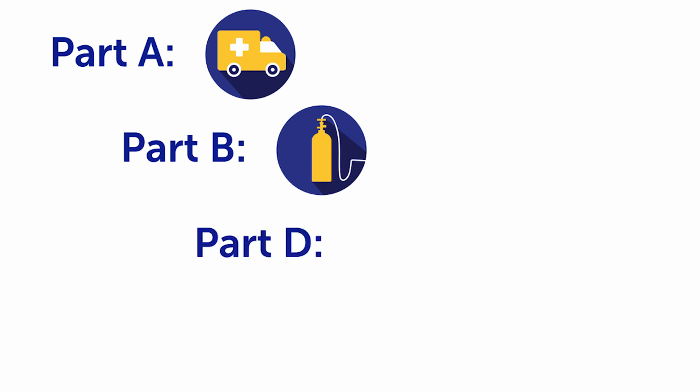There are four main parts to Medicare, typically referred to by the letters A, B, C, and D. So Part A is inpatient care and hospitalization. Part B includes outpatient care, including outpatient tests and doctor's visits, as well as durable medical equipment like wheelchairs, medication pumps, and oxygen equipment. Part D includes prescription drugs.